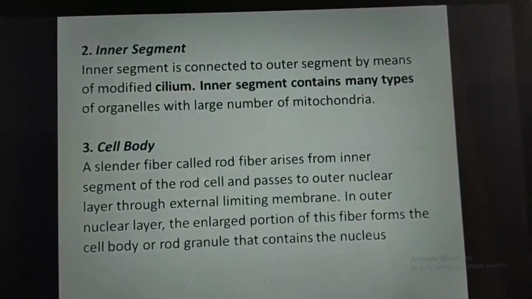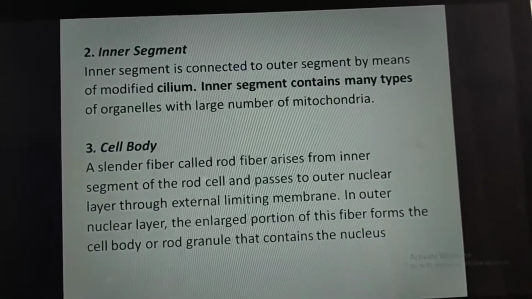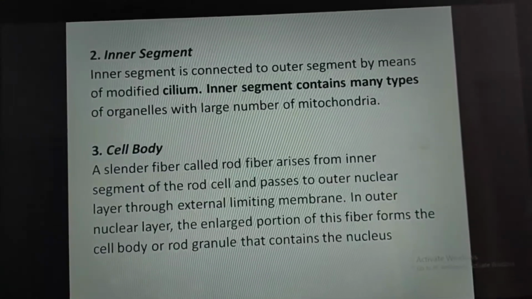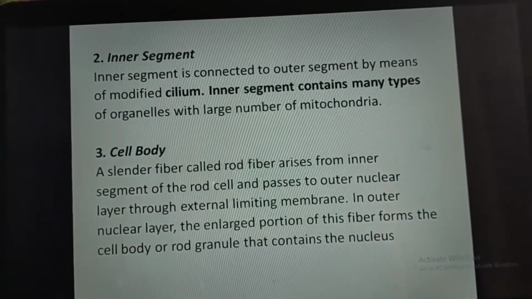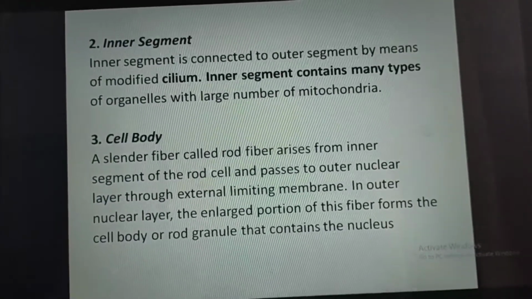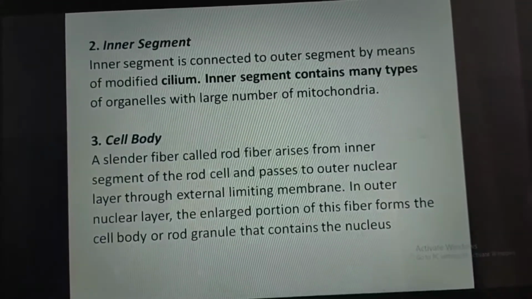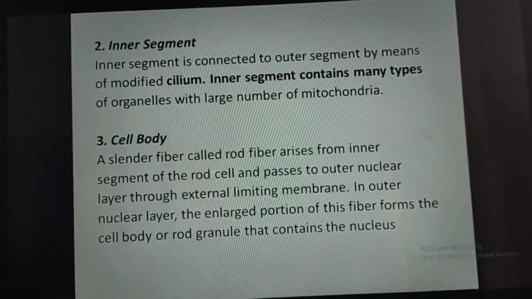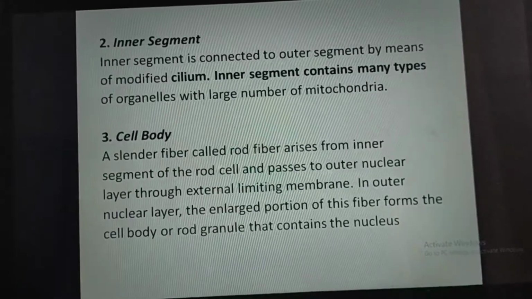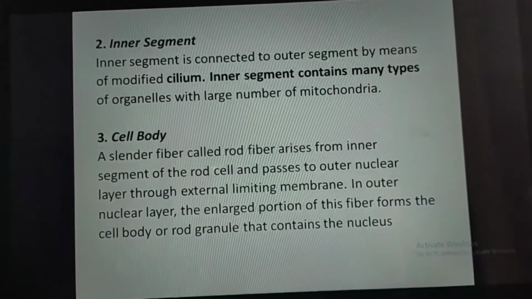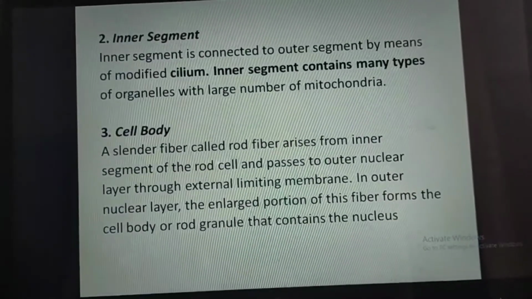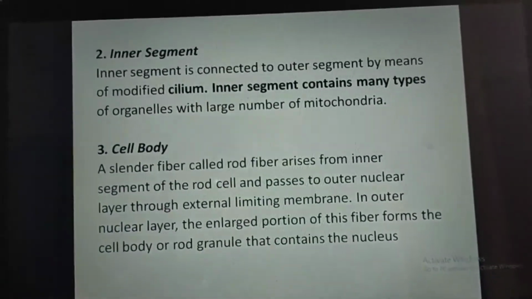Inner segment. The inner segment is connected to the outer segment by means of a modified cilium. Inner segment contains many types of organelles with a large number of mitochondria. Cell body. A slender fiber called rod fiber arises from the inner segment of the rod cell and passes to the outer nuclear layer through the external limiting membrane. In the outer nuclear layer, the enlarged portion of this fiber forms the cell body or rod granule that contains the nucleus.